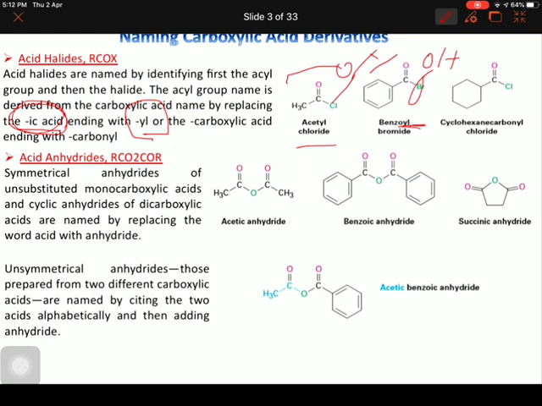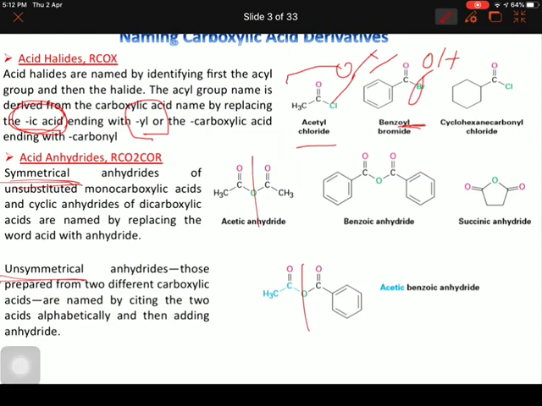The second type of carboxylic acid derivative is the acid anhydride. For the acid anhydride, there are two different types. Either symmetric, where the left side is equal to the right side, or unsymmetric, where the right side is different from the left side. Anyway, let's start with the first one.